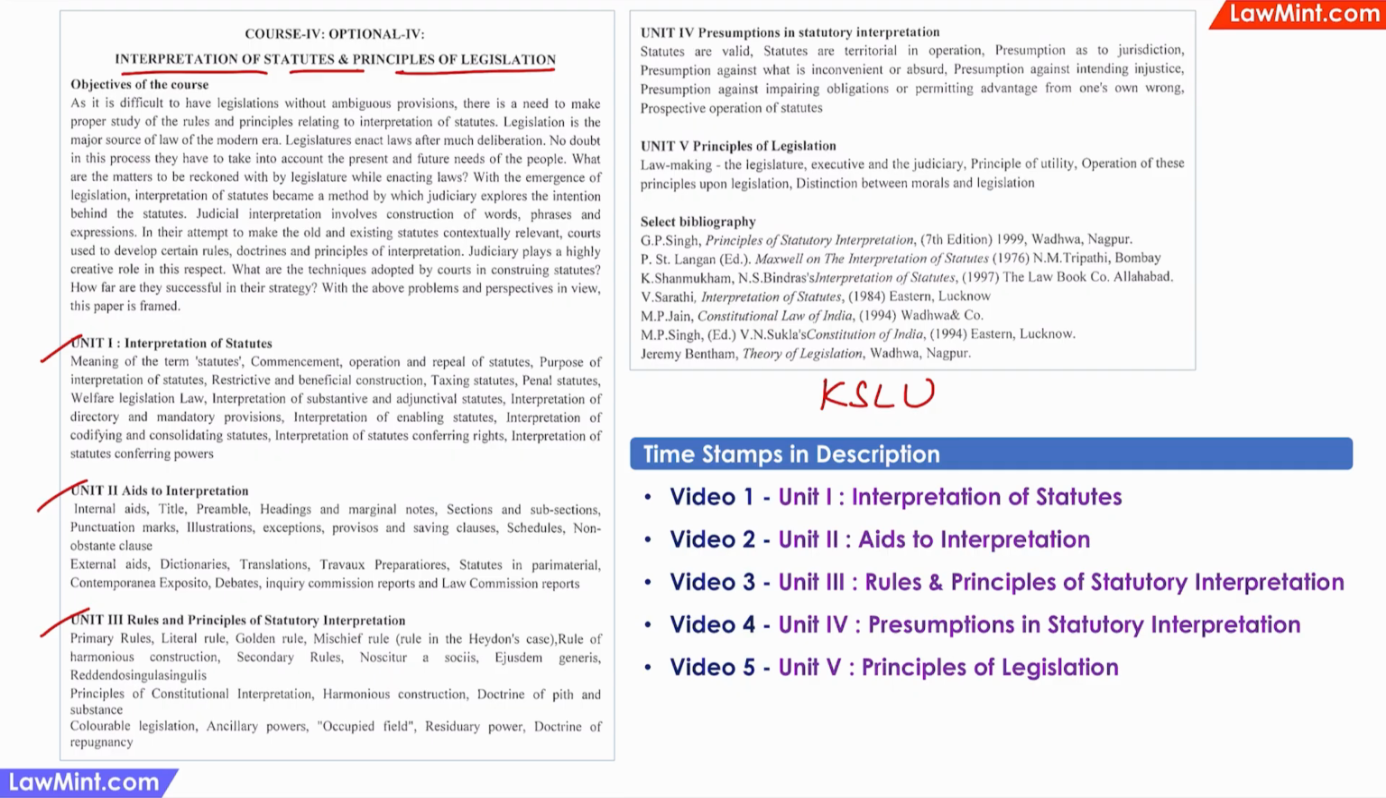While I have included all the topics and concepts as mentioned in the syllabus for each unit, the order or the sequence of the topics may be a little different for better explanation. Let us get started with video 1, that is unit 1, interpretation of statutes.